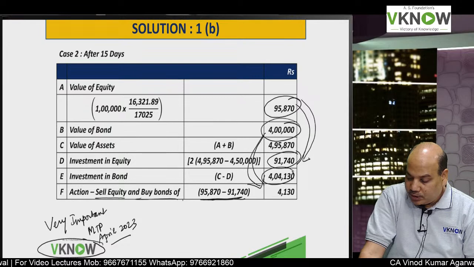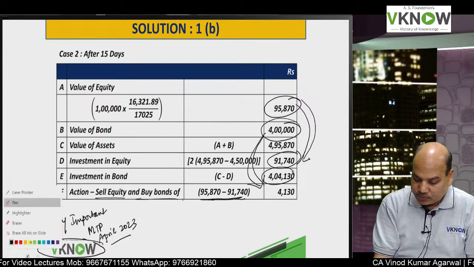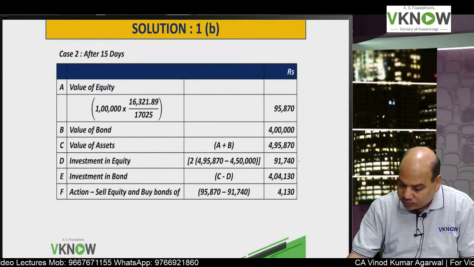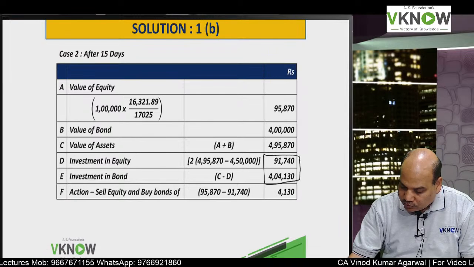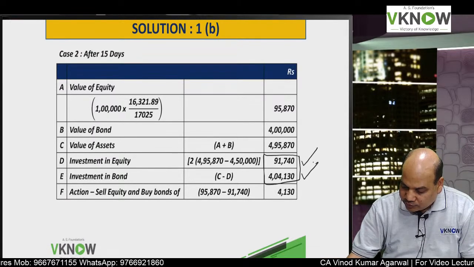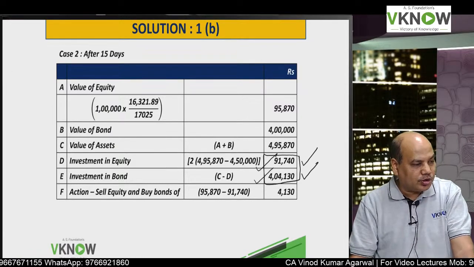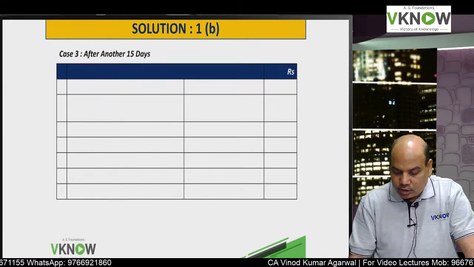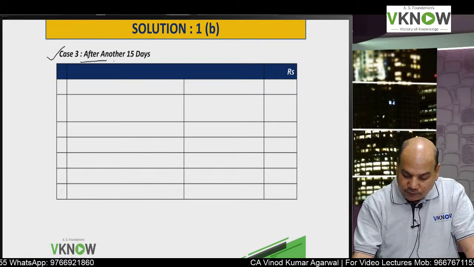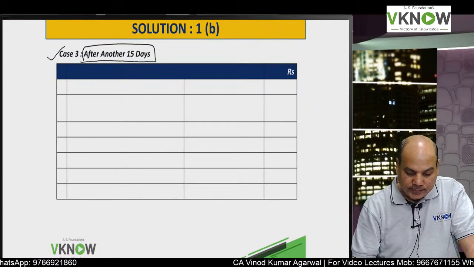So please keep replying. The first part is clear now. So now we have, this is the investment in equity, this is investment in bond. I will require these two numbers in the next calculation now. Write down case 3. After another 15 days.